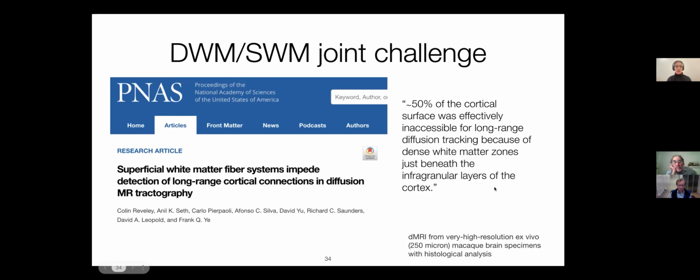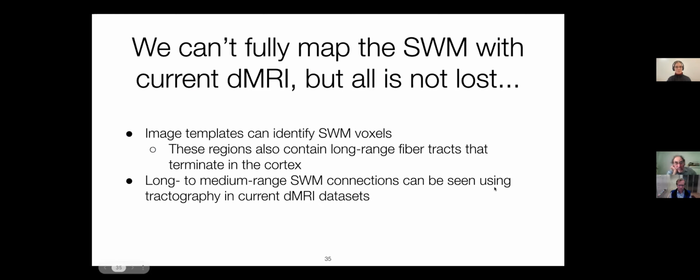So there are these joint challenges in correctly mapping the anatomy of both the deep and superficial white matter tracts. How should tractography handle both of those? Even if we have perfect data, how do we do the tractography to adequately trace what's there? So these are challenges. We can't fully map the superficial white matter with current diffusion MRI at above 1 millimeter resolution, but all is not lost.